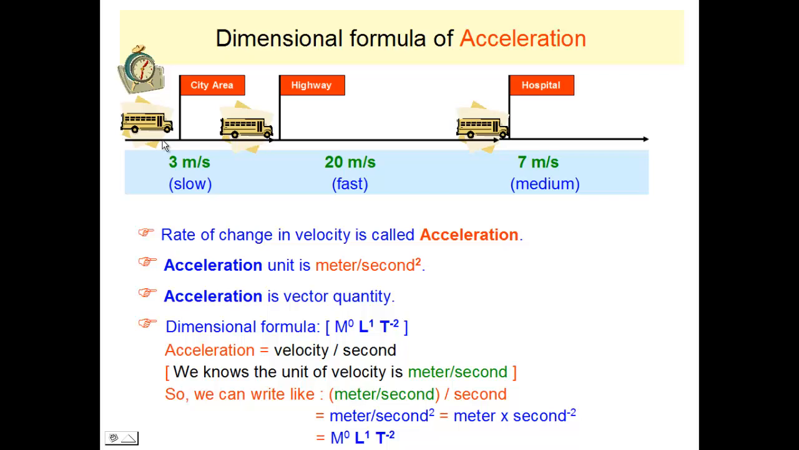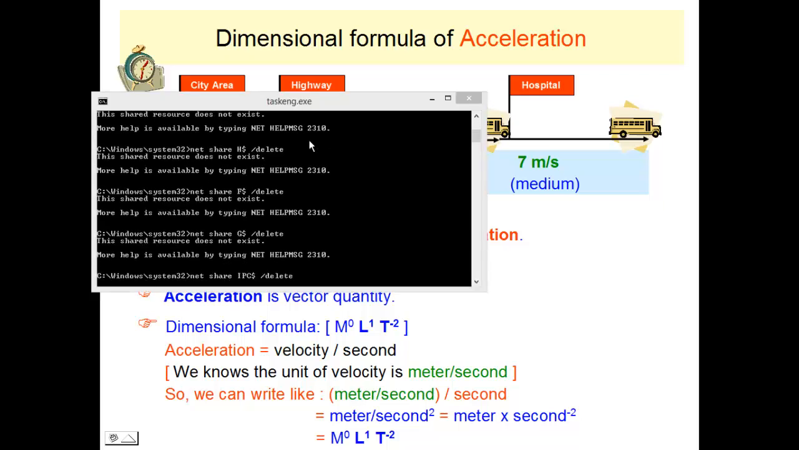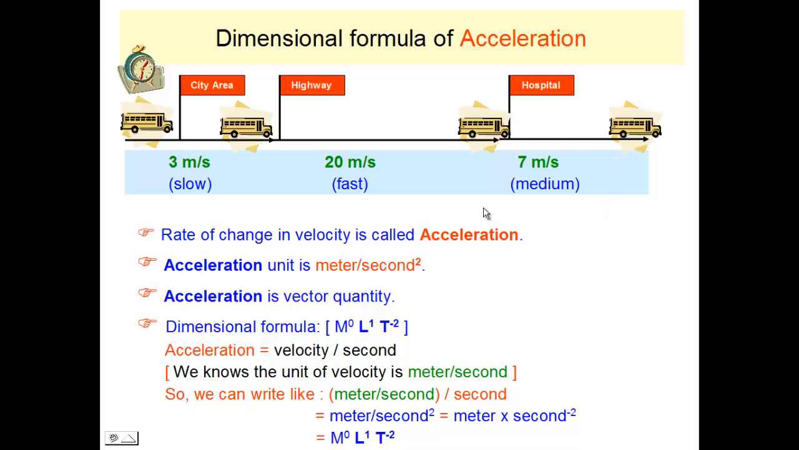After crossing the city area, the school bus is driving on the highway. Then the speed is 20 meter per second. Next, after crossing the highway, the school bus passes the hospital. At that time the speed is 7 meter per second. So each time the speed is changed. First time it is 3 meter per second, second time 20 meter per second, and third time 7 meter per second. So the acceleration definition is the rate of change in velocity.